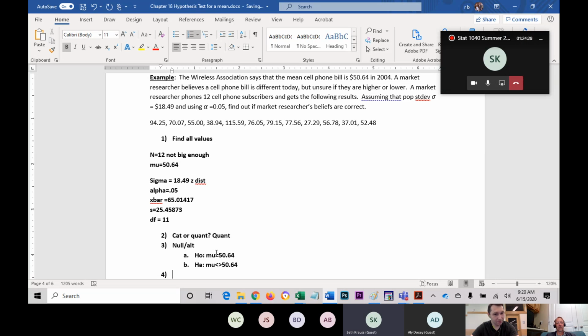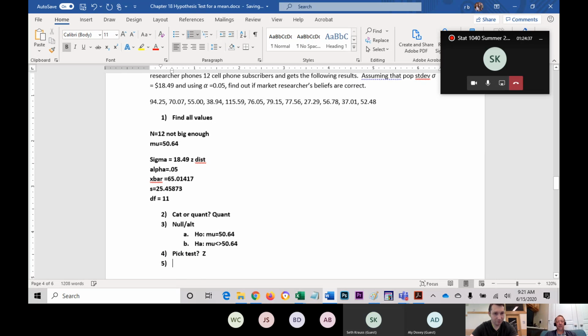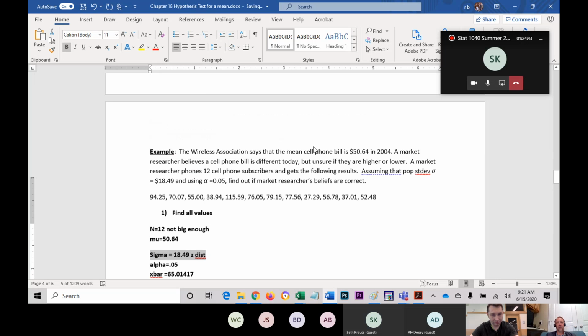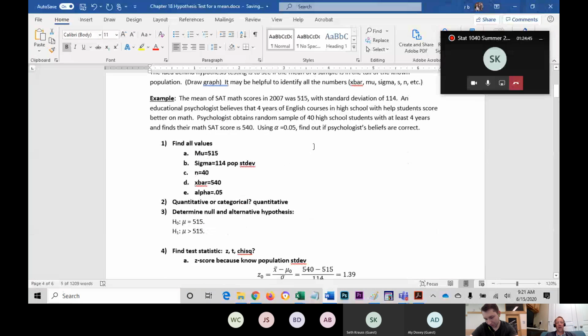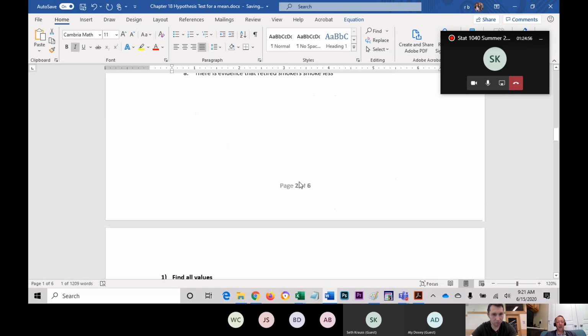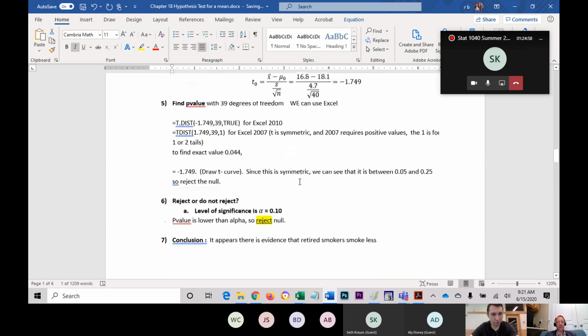It's a z-test. So you're supposed to pick the test, and you said it was a z because we know what sigma is. Okay, and we mentioned that earlier. Okay. All right, so here we go. So we're going to be using this formula here. We won't use any of those numbers though. So z-test.